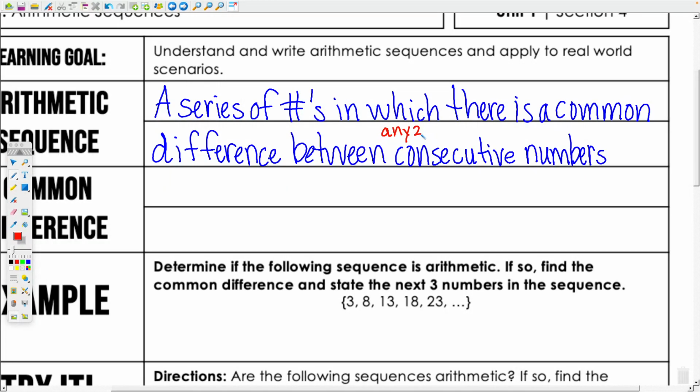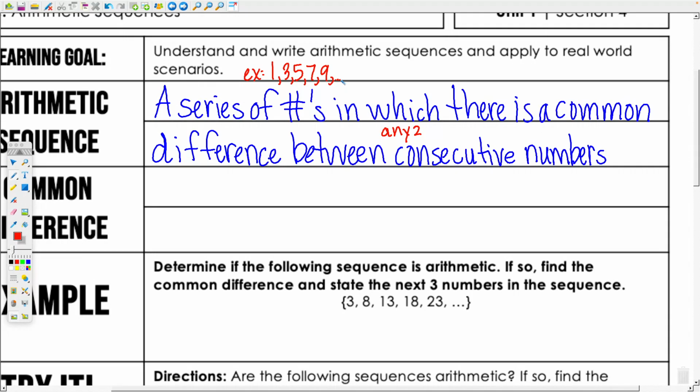Here's an example. If I were to write 1, 3, 5, 7, 9, what would be next? 11. Yes. What are we adding by? 2. 2 is the common difference.